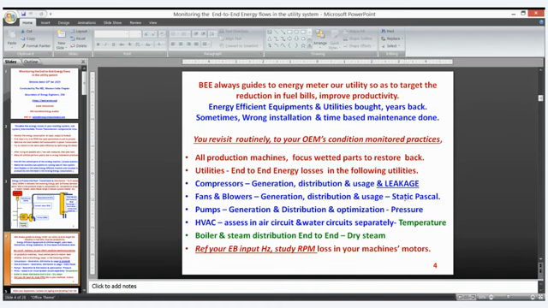Then on the pumps, generation, distribution, optimization on the pressure side for the given flow rate of the pump. What is the pressure gradient that is kept in the suction? What is the pressure gradient kept in the discharge? And what is to be there at the pump's delivery point?